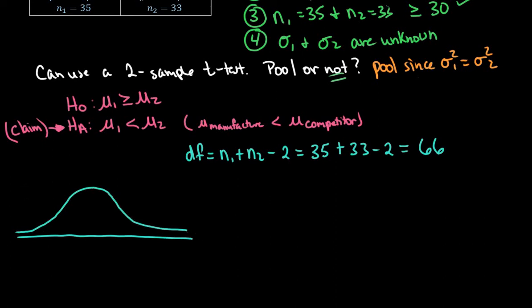Okay, so I would draw out my normal curve. Remember that the alternative hypothesis determines the tail of the test. So since it's less than, it's pointing to the left. So this would be our rejection region.